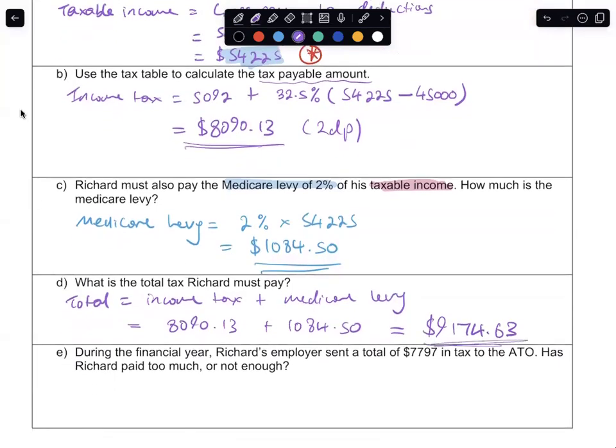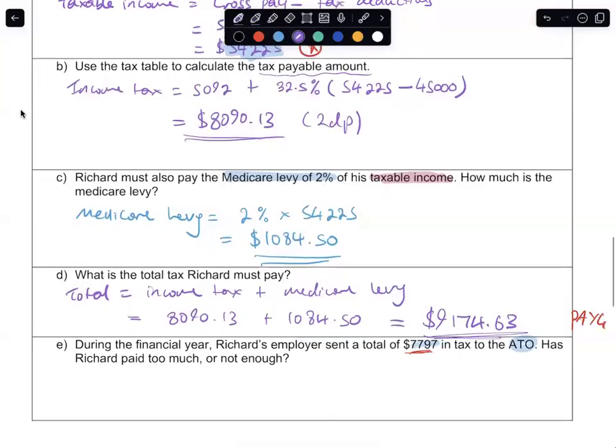Okay, in the final question, it says during the financial year, Richard's employer sent a total of $7,797 in tax to the Australian Taxation Office. Okay, we're being asked, has Richard paid too much or not enough? So we need to understand, just being a little bit careful, okay? When we say the employer is paying the tax on behalf of the employee, that's really common, and that's known as pay-as-you-go tax, okay? So sometimes different things can shift and your employer may not have paid enough, but that's okay. You go through the calculation process and you go from there.